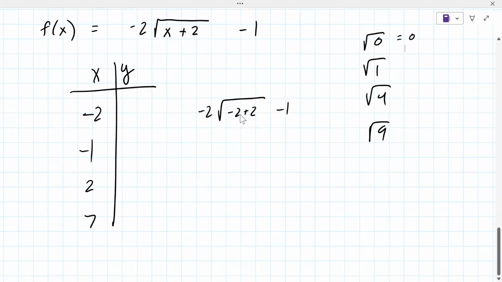-2 times 0 in here ends up being 0 minus 1, which is -1 like that.